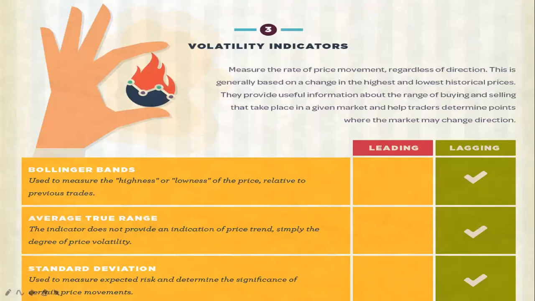We have volatility indicators. Volatility indicators measure the rates of price movement regardless of direction. This is generally based on a change in the highest and the lowest historical prices. They provide useful information about the range of buying and selling that takes place in a given market and help traders to determine points where the market may change direction.